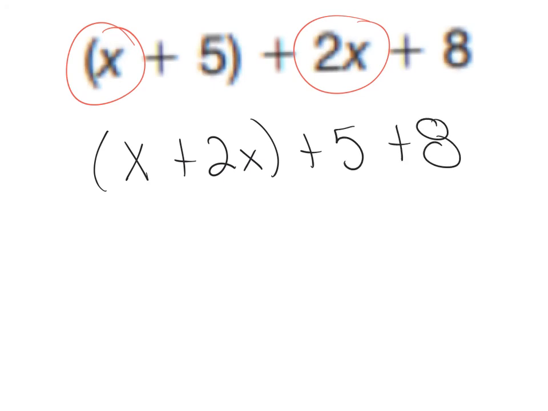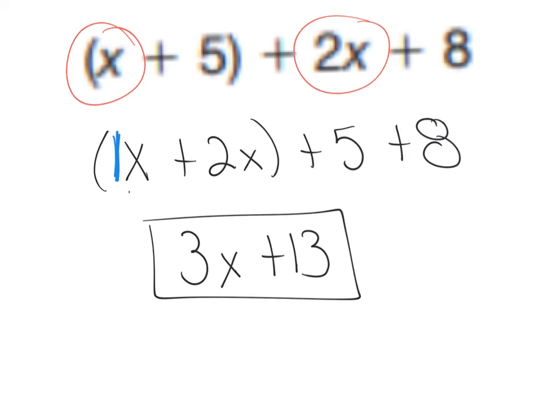Okay, and remember we talked about what number is in front when I only have an x. Remember there's always this imaginary 1 there. It's 1x. So I have 1x plus 2x, which gives me 3x. And then these are just normal numbers. 5 plus 8 is 13. So this is your final answer.